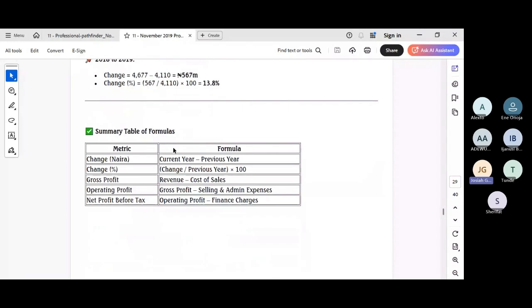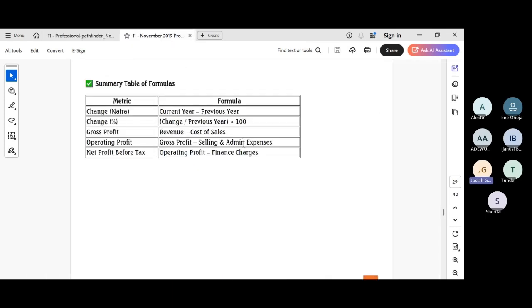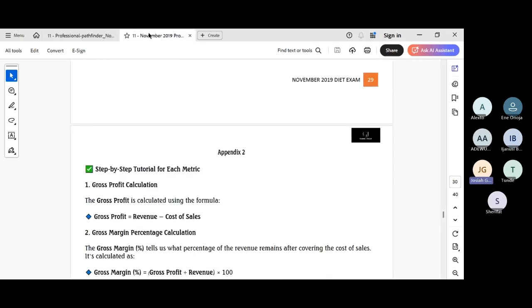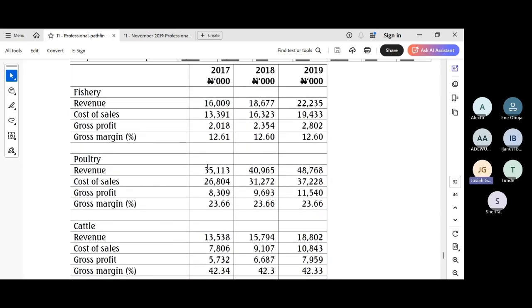I also provided a summary of the formula. I said the change in Naira is the current year minus the previous year, and the change in percentage is the change over the previous year times 100. Gross profit is definitely revenue minus cost of sales. Operating profit is gross profit minus selling and admin. Net profit definitely is operating profit minus finance charges. So you have it clearly provided at your fingertips. Take note of that. Okay, so for Appendix 2, you can see the computations for Appendix 2.